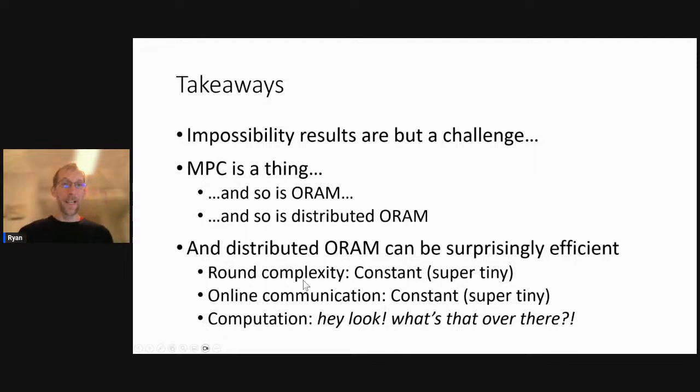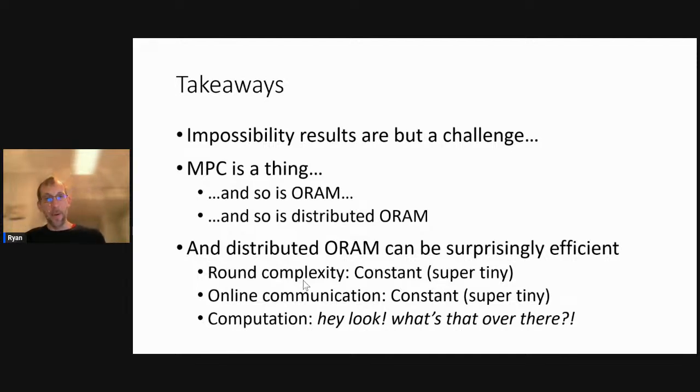So the takeaways are impossibility results are but a challenge. Really, the right way to think about an impossibility result is telling you that you can't solve a specific problem in a specific way, not that you can't solve the problem at all. And that's exactly what we demonstrated here: you can't just naively try to attack this and expect to do something useful. You need to look at what the impossibility result is saying and figure out whether there's any workarounds you can use to actually do what you want to do without violating that result, which is precisely what happened here.